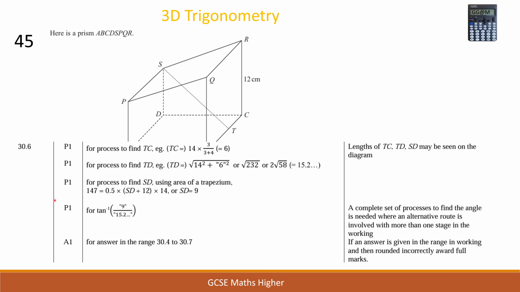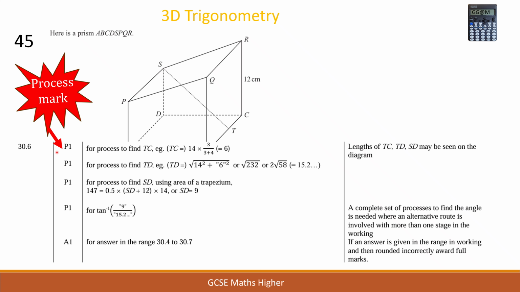So the mark scheme says the answer should have been 30.6. You can see the method marks used here, or where the working is to get the answer, to get the final answer for 30, or between 30.4 and 30.7. P1 is a process mark, so showing your working, the processes you're going through in order to get that angle, in the end.